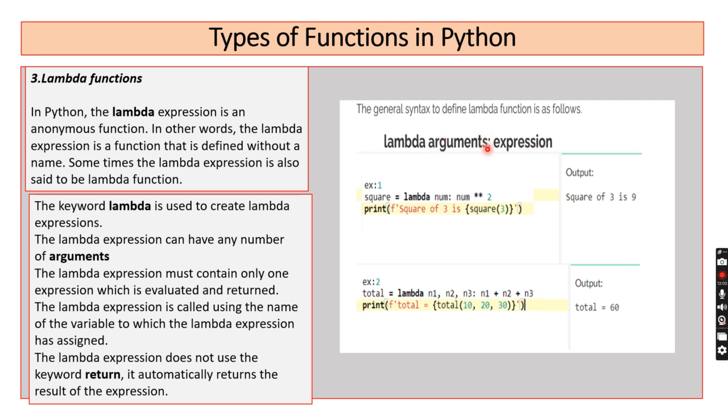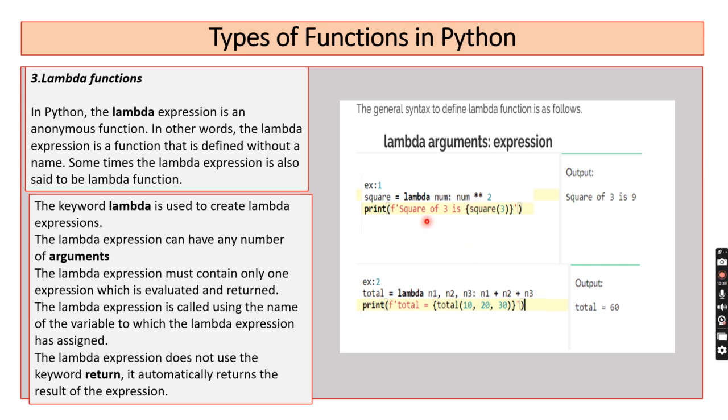In this example, we are using square is equal to lambda. Lambda is a keyword used to create the lambda expression. We are using one argument name, that is num colon num double asterisk 2. In Python, single asterisk is used to multiply the values. Double asterisk is used to square the values. Num double asterisk 2 means num square.